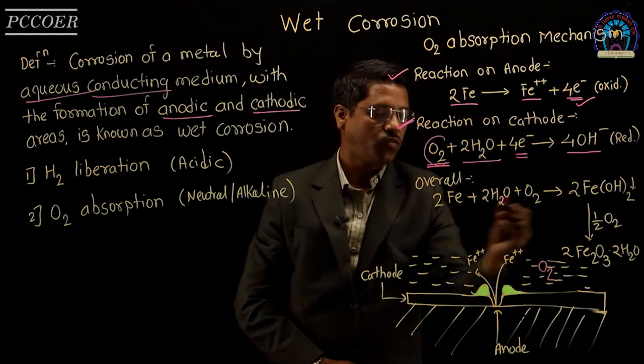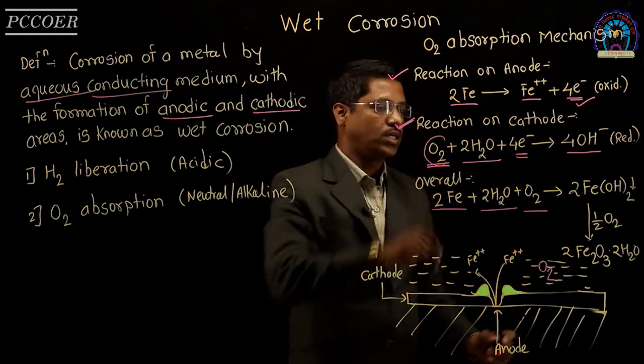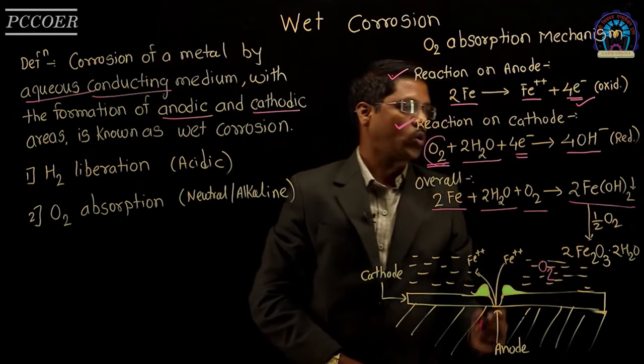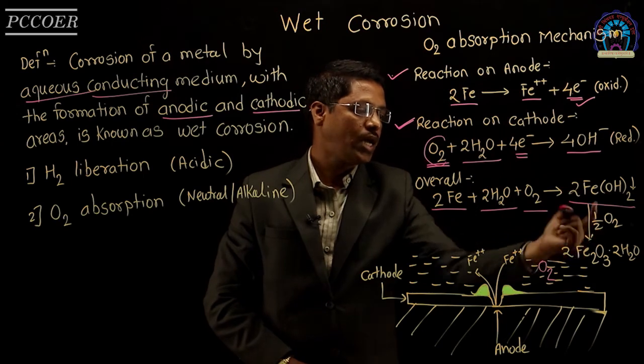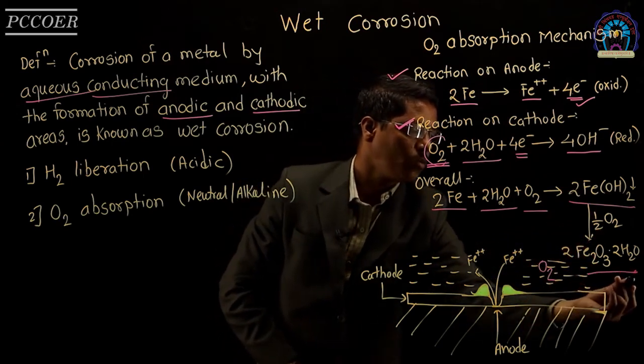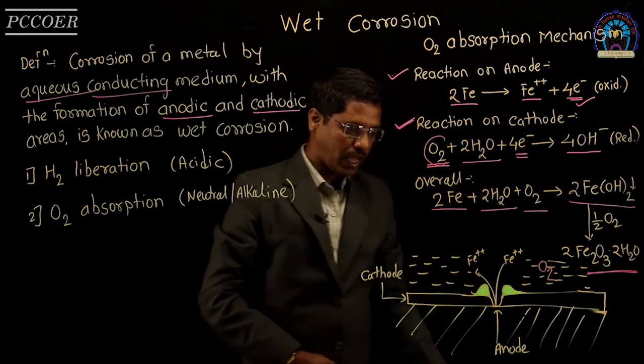And that's why there is a formation of what? 2Fe plus 2H2O plus O2. So the overall reaction gives ferrous hydroxide. Ferrous hydroxide is further oxidized into rust. This is the formula of rust. So how these things happen here, we will see in the diagram also.